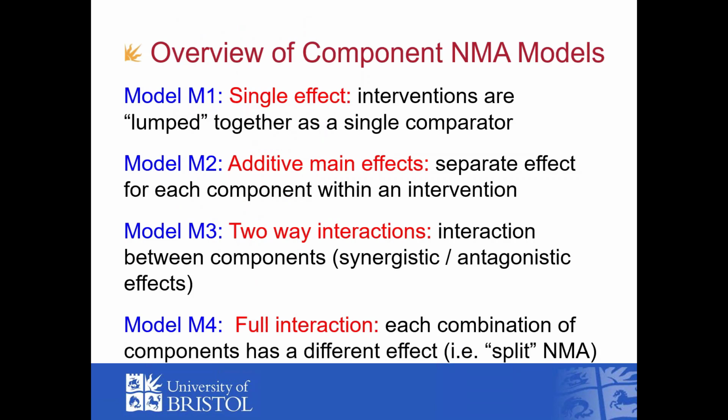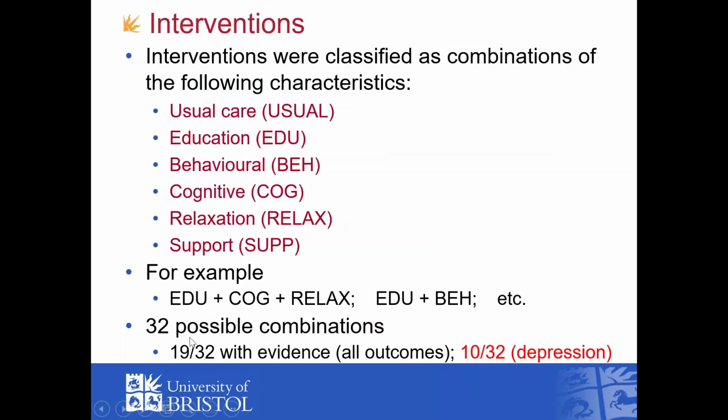So the four models I'm going to describe to you, well, Debbie's already described the first and the bottom one. So the first one is where we lump all of those interventions together as if they were just a single comparator, and that's certainly historically what would have been done when we have interventions like this. They just get lumped together and assumed to be the same thing. The next level of complexity is to try and tease that out by having a different effect for each of the components within that intervention. So on the previous slide, an edu plus cog plus relax intervention would be the sum of its parts, the educational effect plus the cognitive effect plus the relaxation effect.